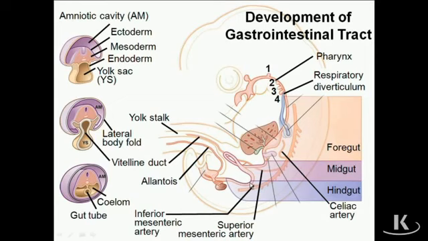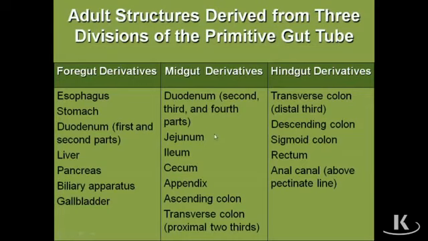So let's take a look at what organs are derived from which parts of the gut tube. On this slide we have 3 columns representing foregut, midgut, and hindgut. And we're talking only about the abdominal viscera, the abdominal GI tract at this point. From the foregut, we see that we get the esophagus and stomach and part of the duodenum, listed as first and second parts of the duodenum. And then some other organs that are going to be derived from the foregut, which we will talk about. But in terms of the tube itself, esophagus, stomach, and part of the duodenum come from the foregut.